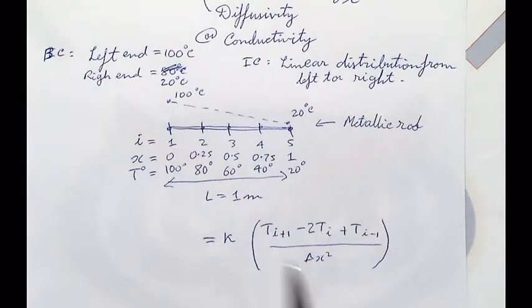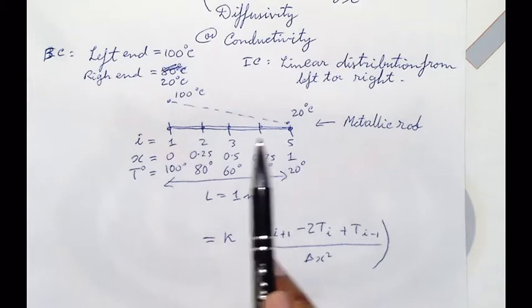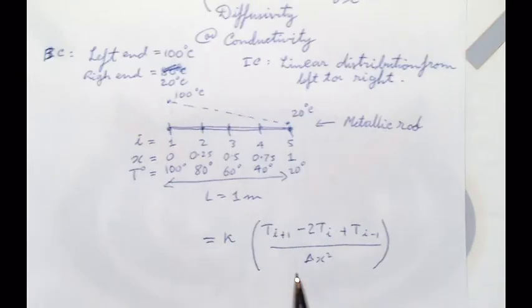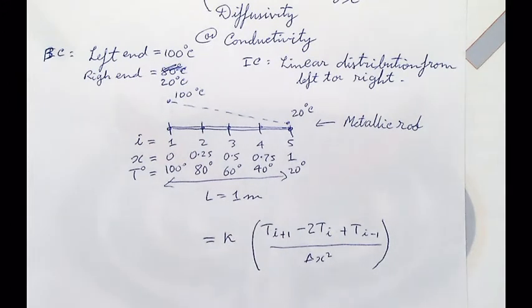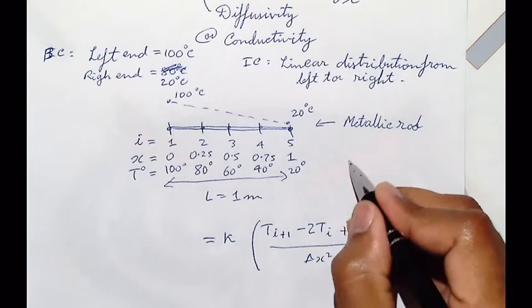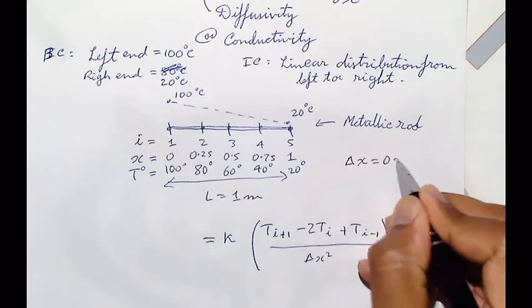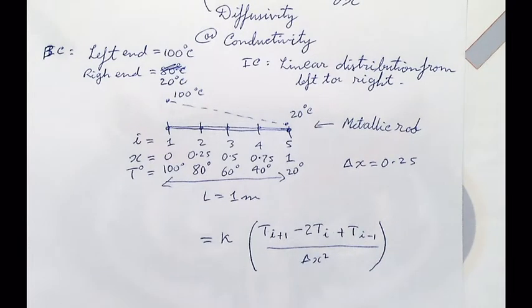Now, one thing I've done here is I've divided the rod into equal intervals, so I don't need to keep writing xi plus 1, xi minus 1. I can just say delta x. Delta x here is 0.25. Right? Make sense?